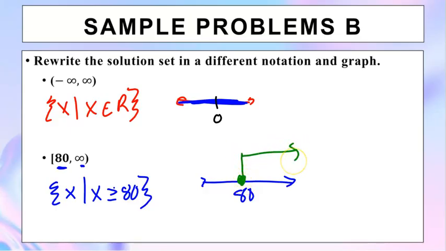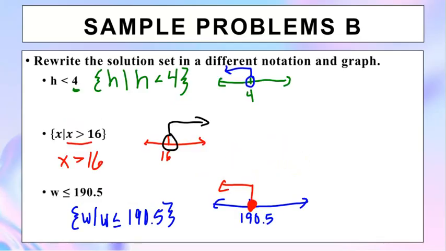Now I'm going to go back to a slide here, and I'm going to put these in interval notation instead of the set builder notation. So if it's h is less than 4, that means it cannot equal 4. So I'm going to have parentheses. It goes to negative infinity, and then the highest is 4, but it can't equal 4, so I use the parentheses. This one, x is greater than 16, so that means on the low end, it's going to be 16, but it cannot equal 16.